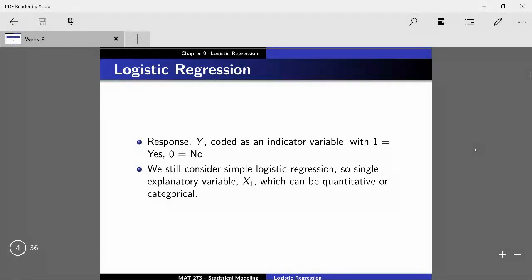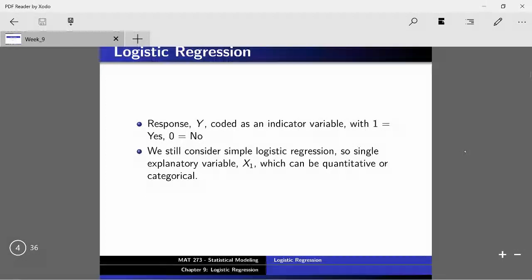And we're going to be looking at simple logistic regression in this video, which is just the case when we're using a single predictor in our model. And this predictor x can be either quantitative or categorical.